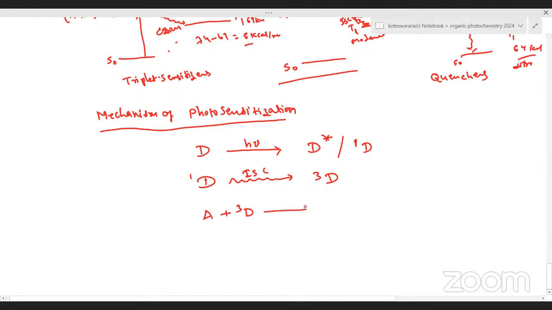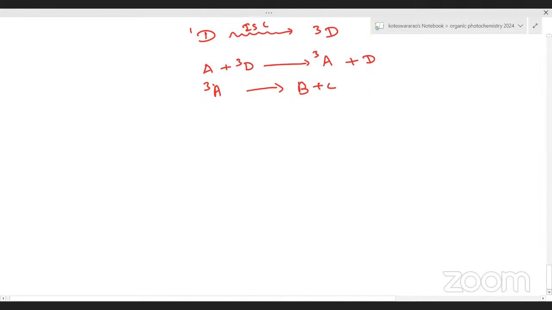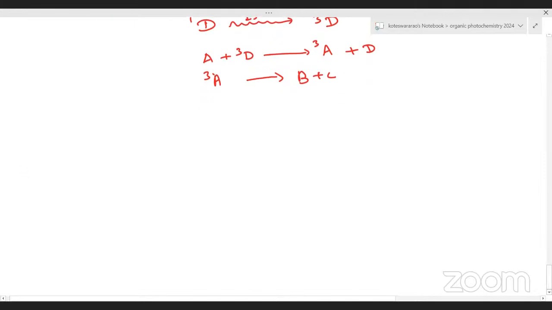During this collision, the triplet state energy will be transferred to A. Therefore, A is directly excited to the triplet state, and then D becomes deactivated. This activated triplet state may undergo the reaction that leads to the formation of B and C products. Okay, this is the general mechanism of photosensitization.